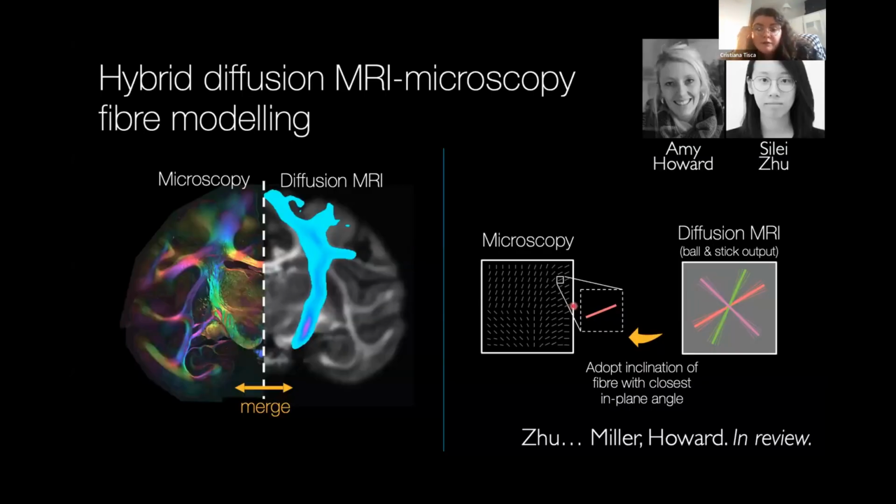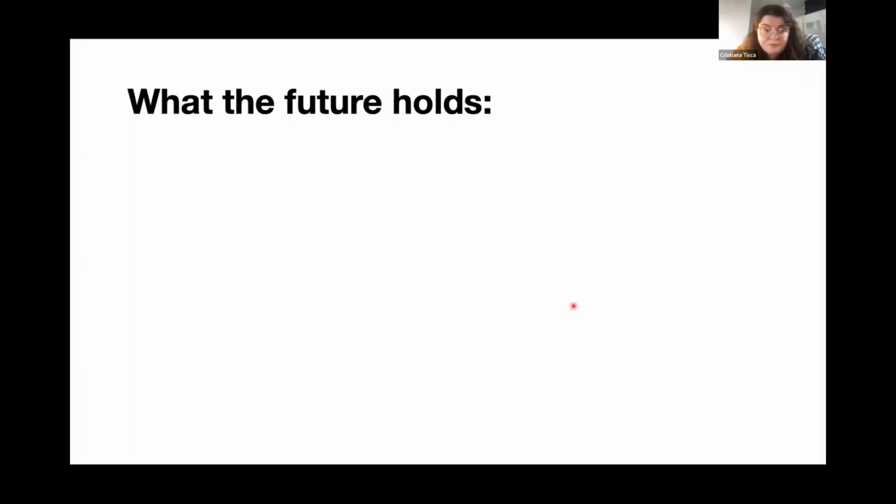And a final example from our lab is some work that we're conducting using a very comprehensive MRI histology data set acquired in a single brain. That's called Big Mac. And in this specific study, Silay and Amy developed a method for hybrid diffusion-weighted MRI microscopy, where they combine information from both modalities to reconstruct 3D fiber orientations at much higher resolution than that offered solely by diffusion-weighted MRI. And they're using this approach in order to improve tractography analysis.